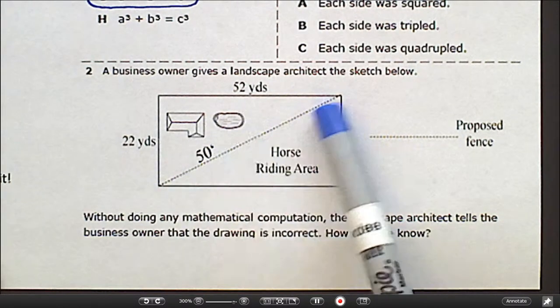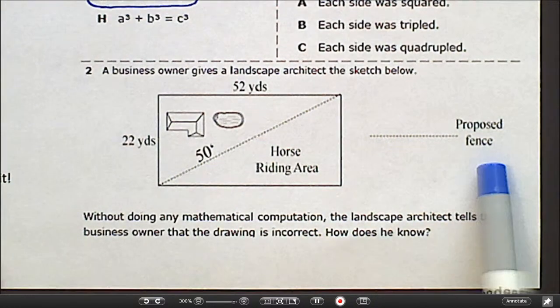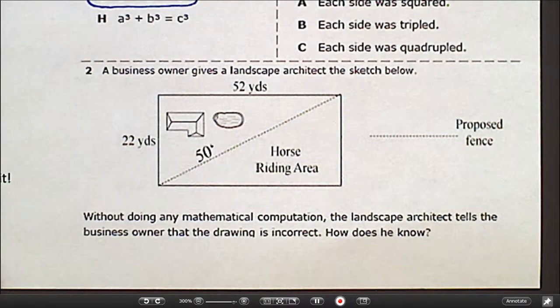And this dotted line here, we're told, is a fence. So we're proposing that a fence be installed between these two areas. So without doing any mathematical computation, which means we're not going to solve anything, we're just going to look at it and find what's wrong. So I'd like for you to look at this for a second and try to figure out what's wrong, and in just a minute we'll go over it.